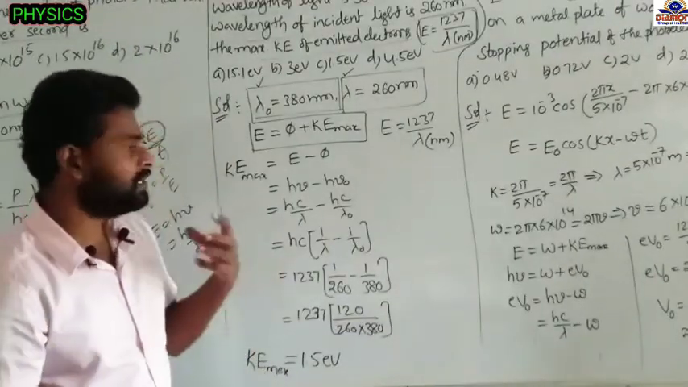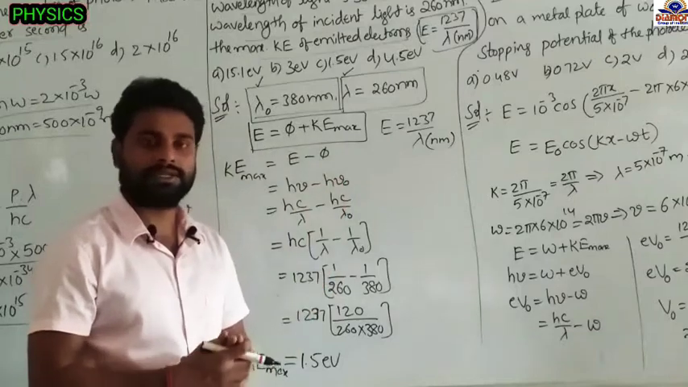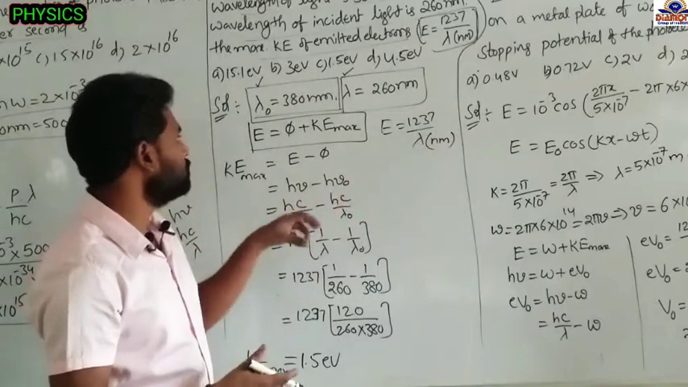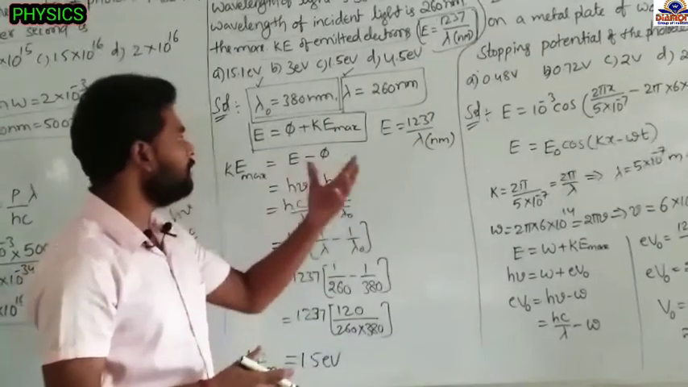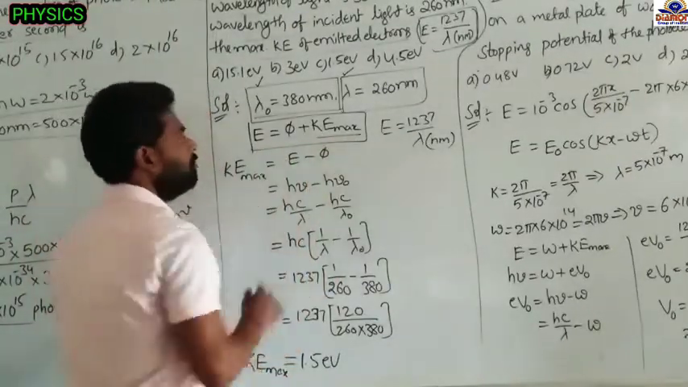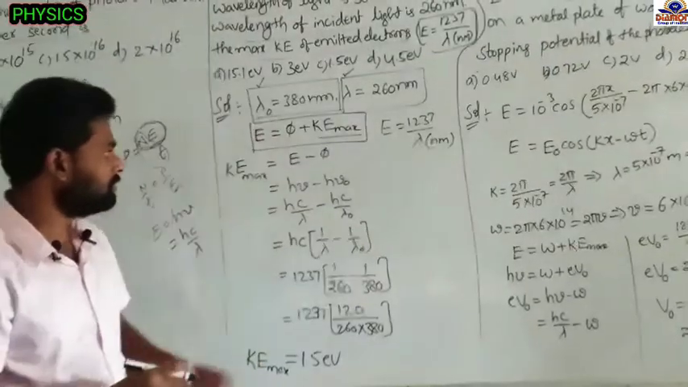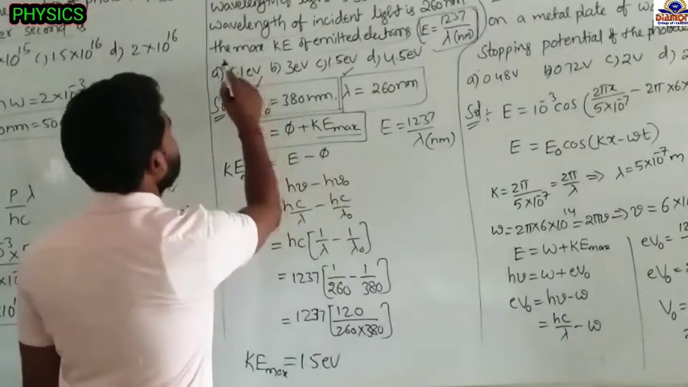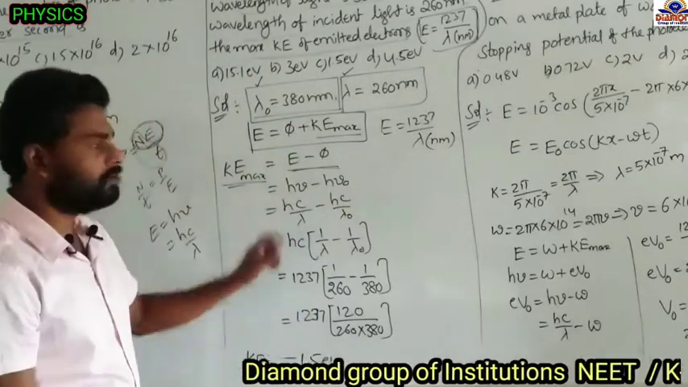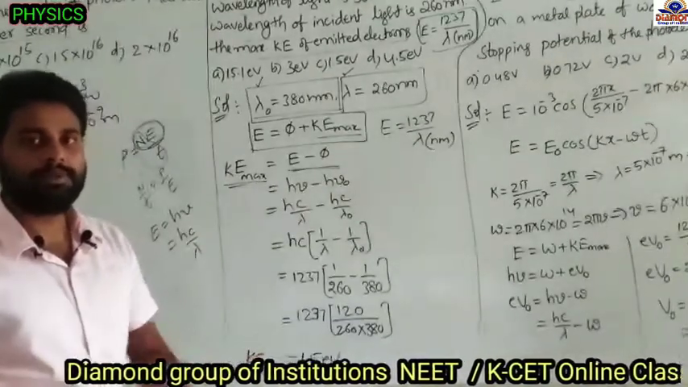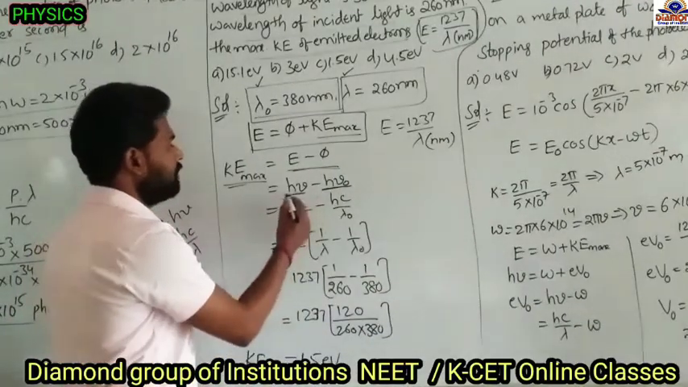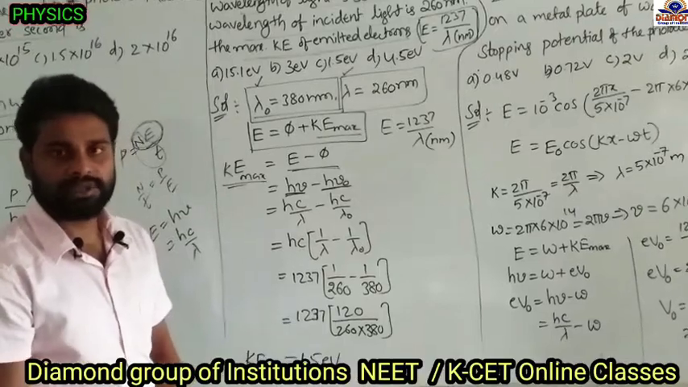Whatever photon is falling on the metal surface, some part of that energy is used for the work function. Work function means the minimum energy required by the electron to escape from the metal surface. The remaining energy is used to give motion to the electron, that is nothing but the kinetic energy. That means E equal to phi plus Ke max. Already we know this formula. They are asking the maximum kinetic energy of the emitted electron, so Ke max equal to E minus phi. E is h nu, phi is the work function of the metal surface. The work function formula is h nu naught. Remember this formula also: h nu is the energy of the photon, h nu naught is the work function of the metal surface.